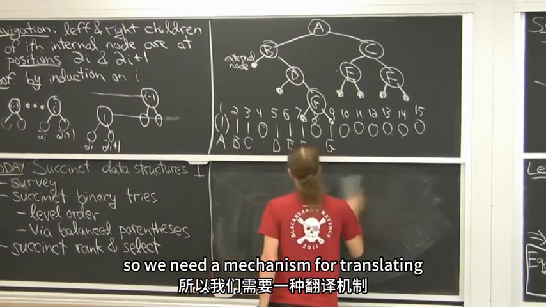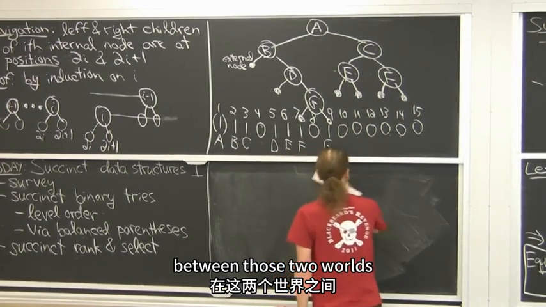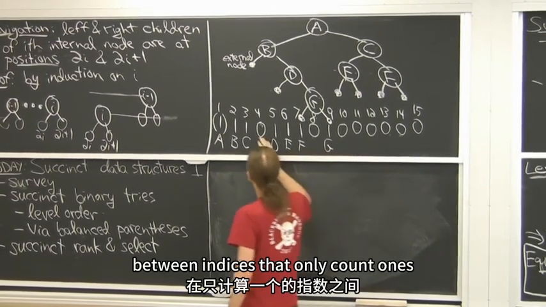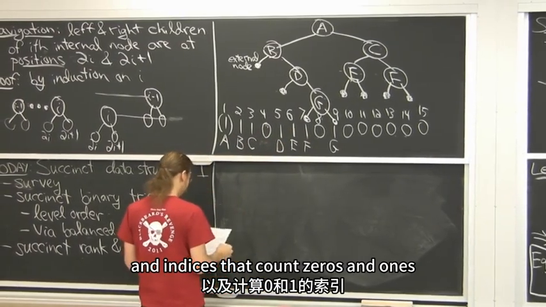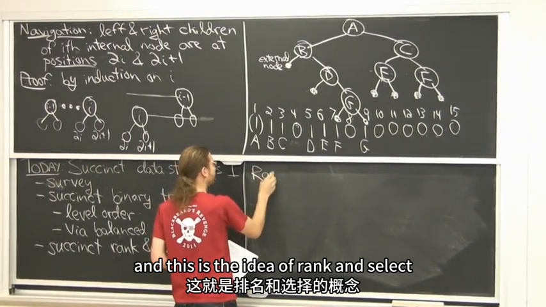So we need a mechanism for translating between those two worlds, between indices that only count ones and indices that count zeros and ones. And this is the idea of rank and select.